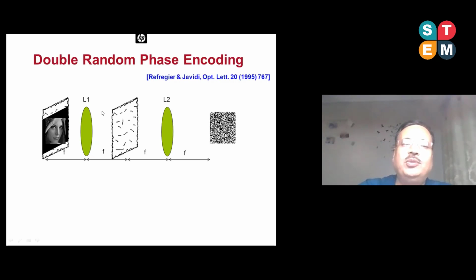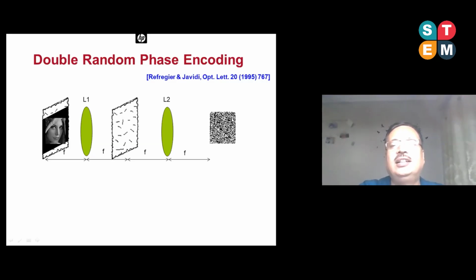Then one more Fourier transformation of this function brings you to the image plane. Obtaining two Fourier transforms in series gives you the image back. But in this case, the input image of Lena doesn't remain the same. It gets modulated due to these two random phase functions, and what we get is stationary white noise, and this white noise we call the encrypted image. This is the whole fundamental principle of optical cryptography, what we call double random phase encoding.